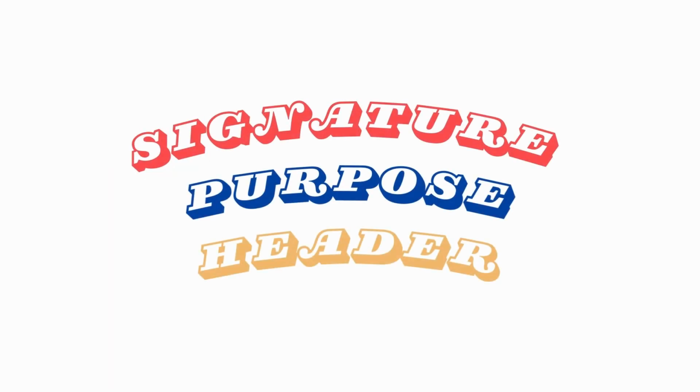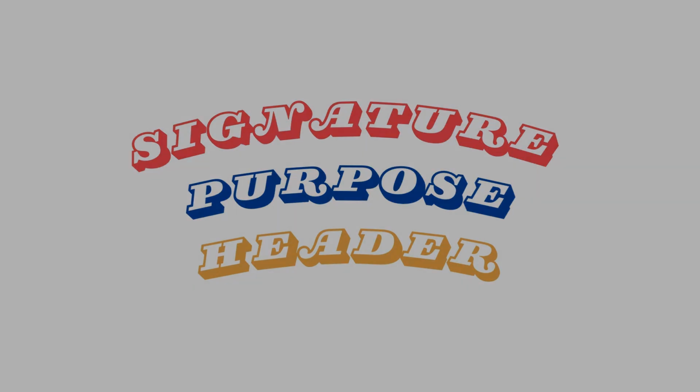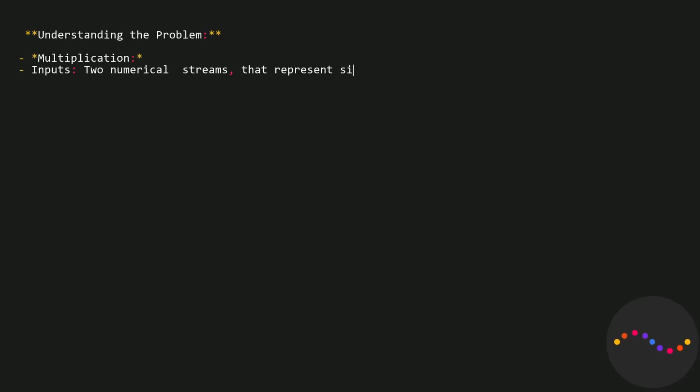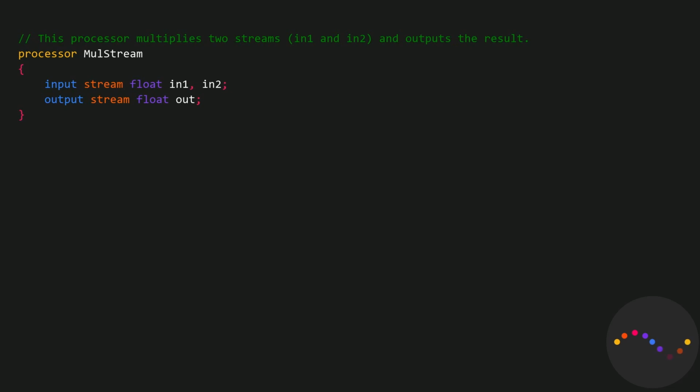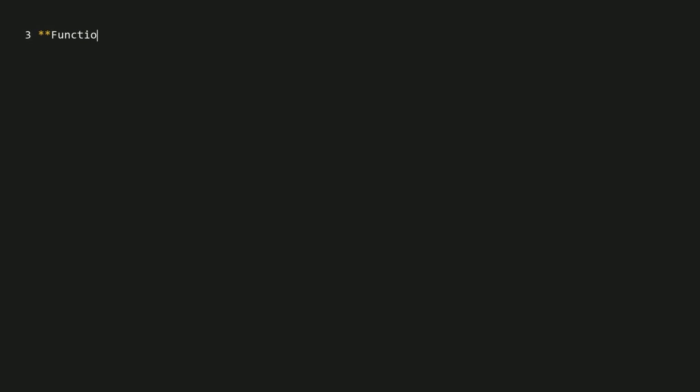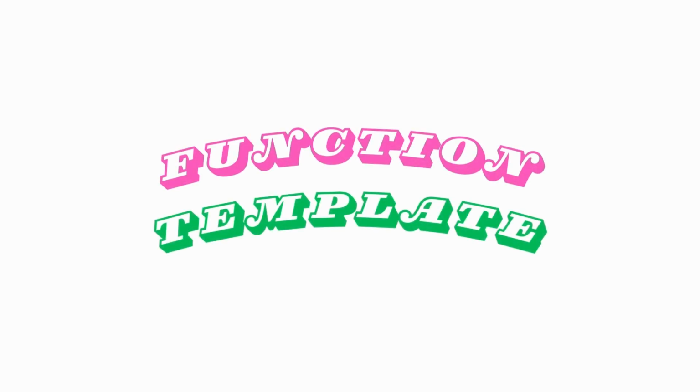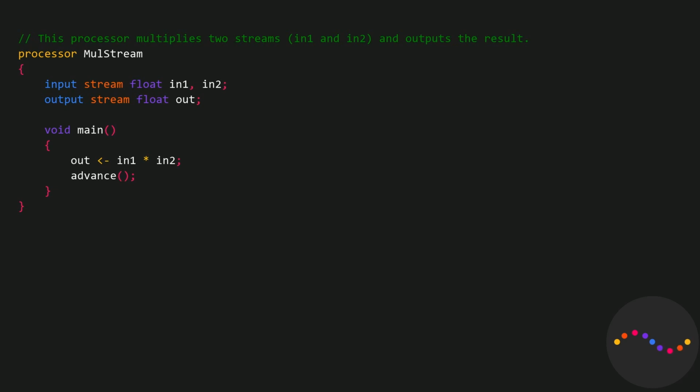2. Signature, purpose statement, and header. In this step, we state what kind of data the function will consume and produce. We'll also provide a concise explanation of what the function computes and define a stub that aligns with the signature. 3. Functional examples. Next, we'll work through examples that illustrate the function's purpose. 4. Function template. We'll translate the data definitions into an outline of the function.